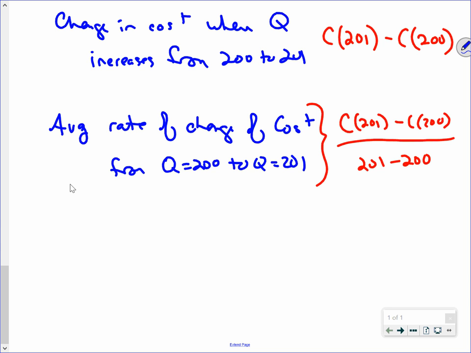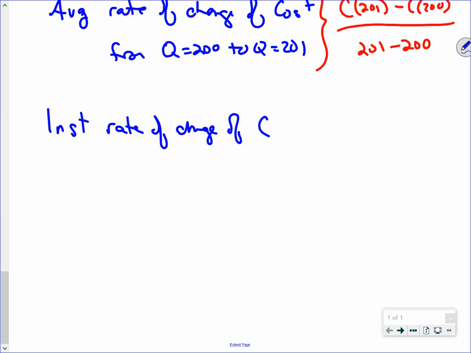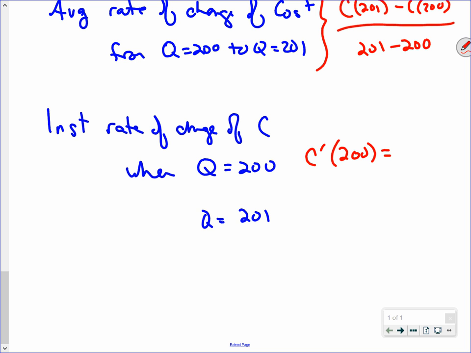And then finally, you might be asked to find the instantaneous rate of change of C, and then given a specific Q value, when Q equals 200 or when Q equals 201. And that would be take the derivative of the cost and plug in 200. Take the derivative of the cost and plug in 201. So I don't think this part is very difficult.